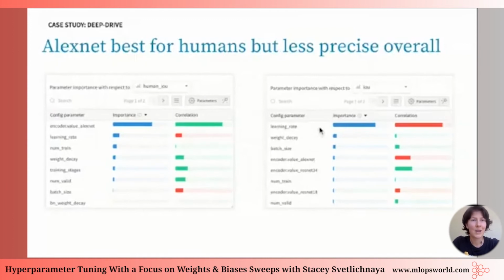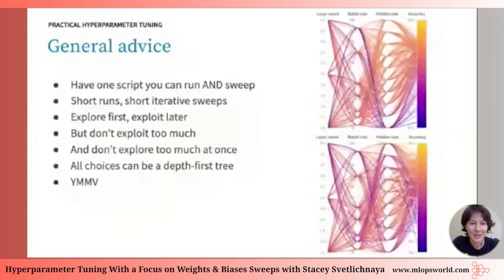And just to summarize general advice, I know this is a whirlwind tour. It's good to have 1 script that you can run manually for a hyperparameter combination you'd like to try, and 1 that you'd like to sweep over, so then you don't have to maintain 2 separate states of your code. The shorter you can get your experiments and the shorter you can get your sweeps, the tighter your feedback loop and the faster you can move. I would recommend biasing towards exploration first, trying wider ranges in the space, and then focus in later. But don't focus in too much, because change happens very quickly in this space.